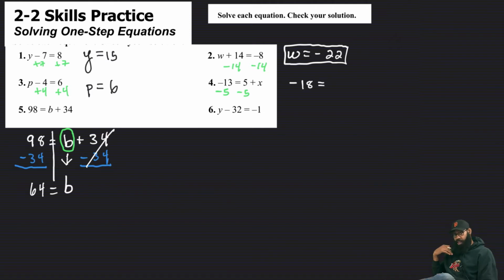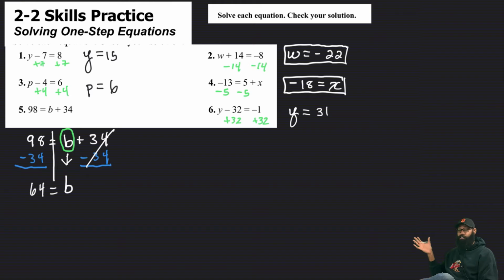Number 6, again, I see the variable. What's happening to it? They're subtracting 32 from it. So in this situation, I'll be adding 32 to the left side, also adding it to the right side, because if I do it to the one side, I gotta do it to the other side. We keep our equation balanced. In this situation, it looks like y is going to equal, mental math here, or maybe you gotta write it out, 31. So guys, that's the first 6.